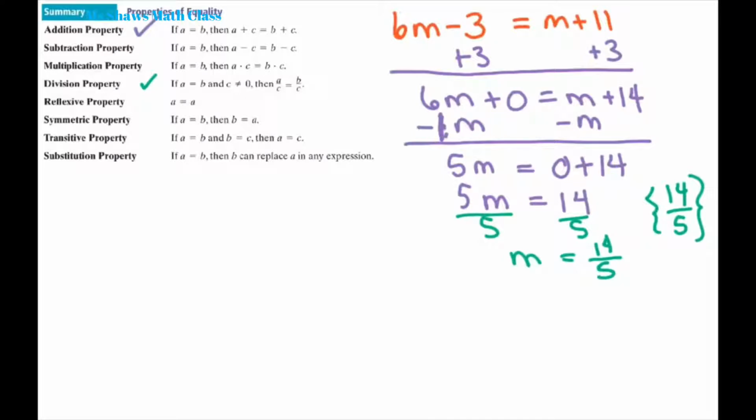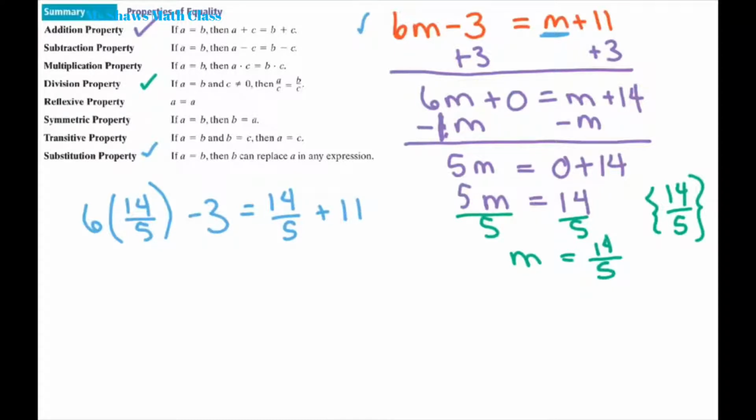Now we're going to check our solution by plugging it back into the original. So we take our original, and everywhere there's an m, you're going to write 14 divided by 5. And there's another m, so this m, 14 divided by 5 plus 11. I'm going to go ahead and write this in fraction form. This is going to be 6 times 14. That's only 28 times 3. So let's just do it this way. It's 84 divided by 5.